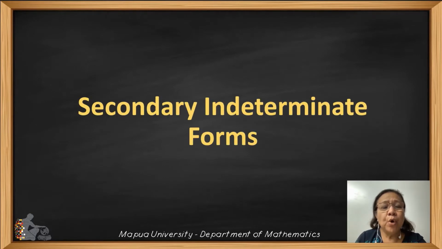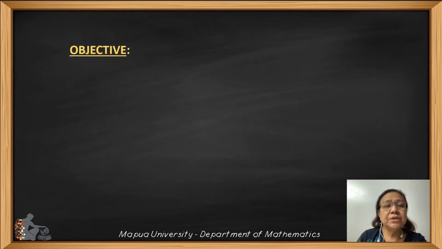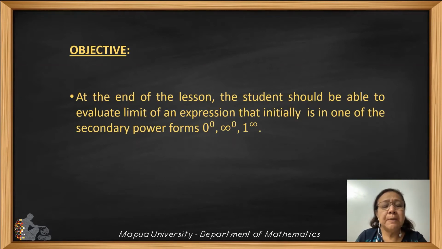Okay, let us have more of the secondary indeterminate forms. In this lesson, we will be looking into limits of expressions that initially would result in one of the secondary power forms, namely 0 raised to 0, infinity raised to 0, or 1 raised to infinity. At the end of this lesson, you should be able to apply L'Hopital's rule again to evaluate the limit of such expressions.